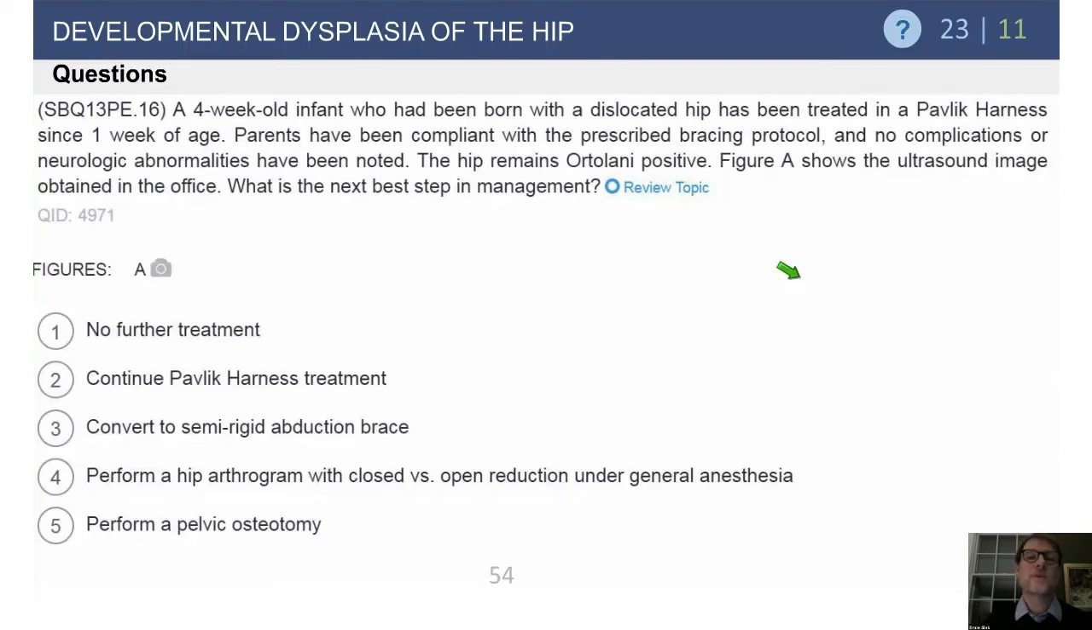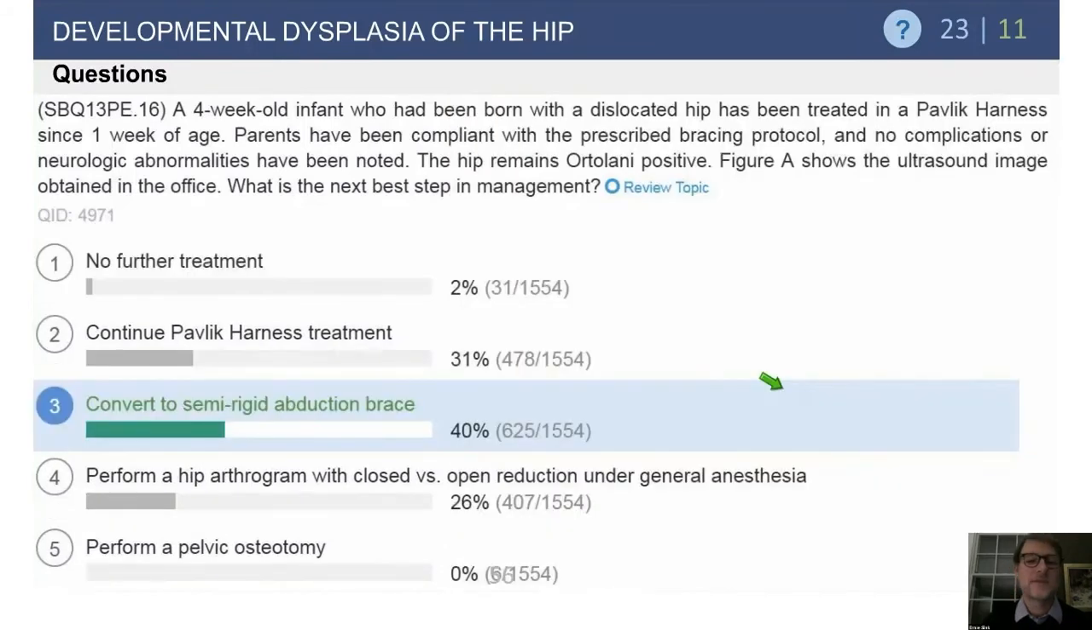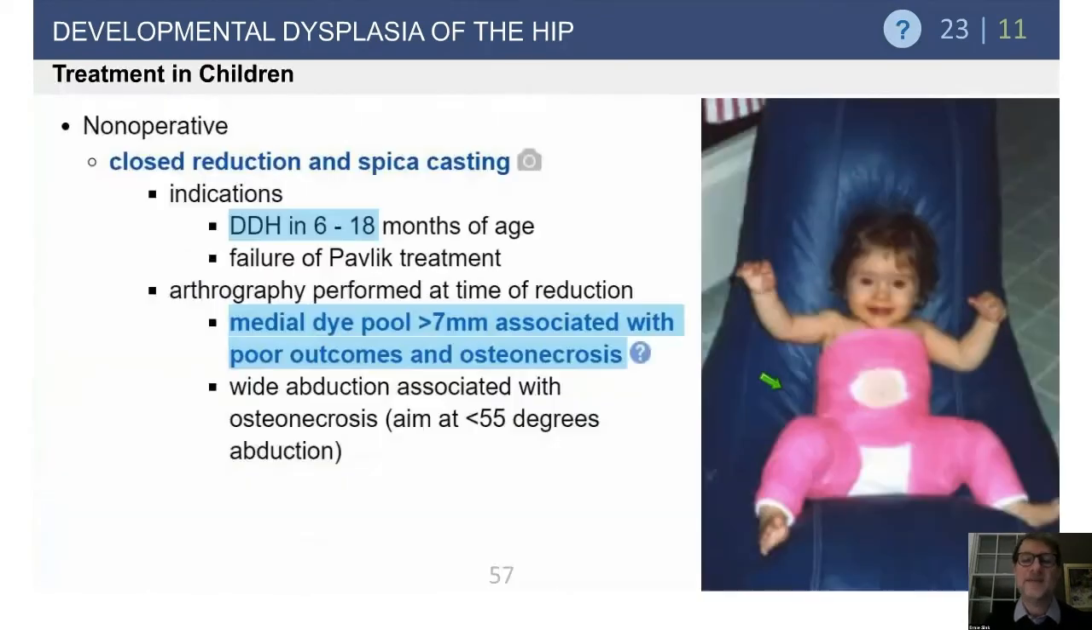So the next question: a 4-week-old who's born with a dislocated hip has been treated in a Pavlik harness since 1 week of age. They've been compliant. After 3 or 4 weeks, this is what your ultrasound looks like. Your exam may be fixed. You may no longer have an Ortolani or Barlow positive hip, but you have this ultrasound. And you can see from this ultrasound, here's the femoral head, which belongs down in here. So in this case, you want to abandon the Pavlik harness and consider something else and convert to a semi-rigid brace, which works in my practice about half the time, sometimes more.